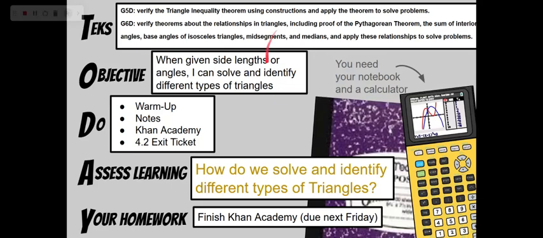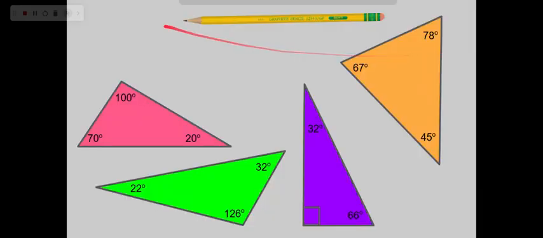Hey everybody, here is a recap video of our lesson on interior angles of a triangle. By the end of this lesson, and after you practice on Khan Academy, hopefully you can solve for the interior angles of triangles, and you can identify what type of triangle they are, classifying them by angles. So grab your calculator, grab your notebook, and let's get started.